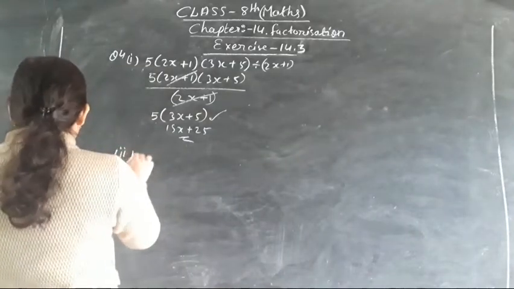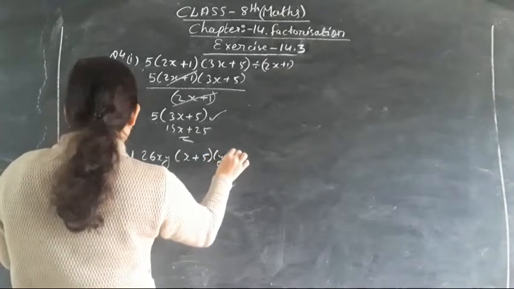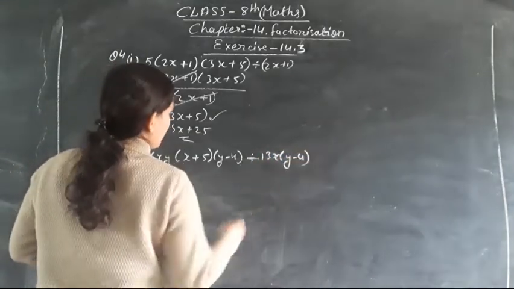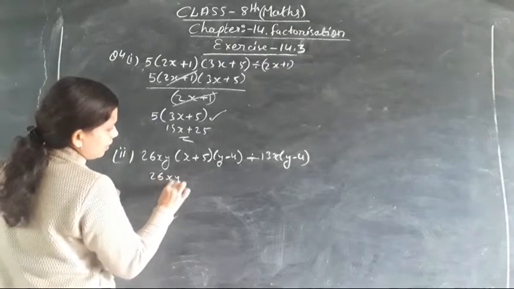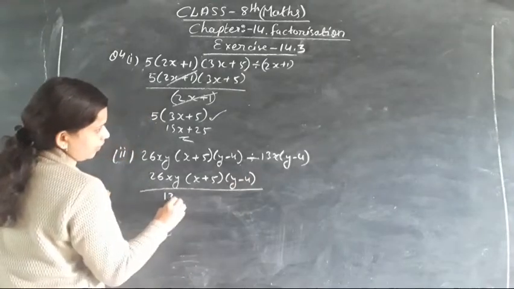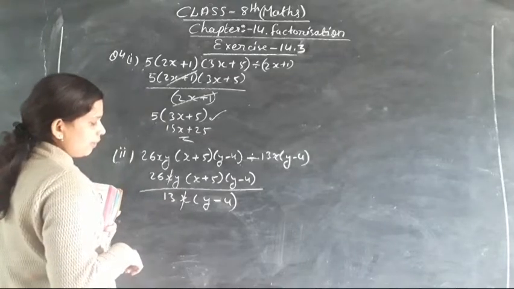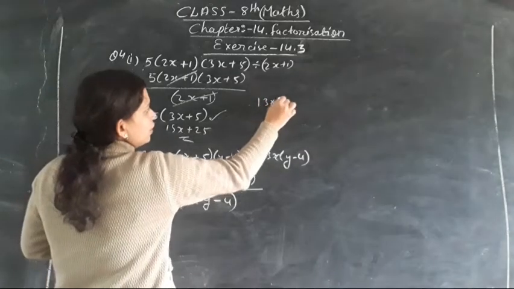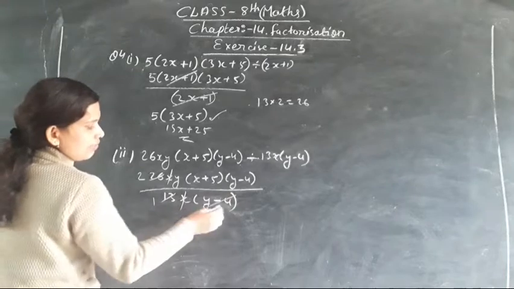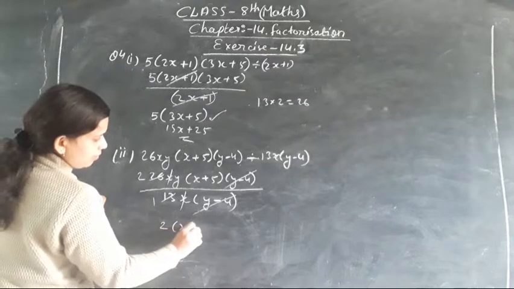Second part of the question, we are having 26xy into x plus 5 into y minus 4, divided by 13xy into y minus 4. This is the question we are having. So x and x from the numerator and denominator will get cancelled, and as you know, 13 into 2 is 26. So here one time, here it will be 2 times, get cancelled. Now y minus 4 from the numerator and denominator will get cancelled. What is left? 2 into x plus 5.